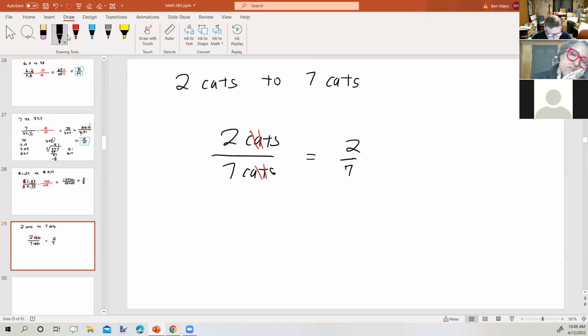A ratio in its final form should have no units because there would be common units that would be crossed out in the simplification process. So for a ratio, you wouldn't say the ratio is 2 cats to 7 cats. You'd say the ratio of the cats is 2 to 7. Okay, so no units in the final answer of a ratio. Because if the units aren't the same or can't be changed to the same, then it's not a ratio, it's something else that we'll be talking about soon.